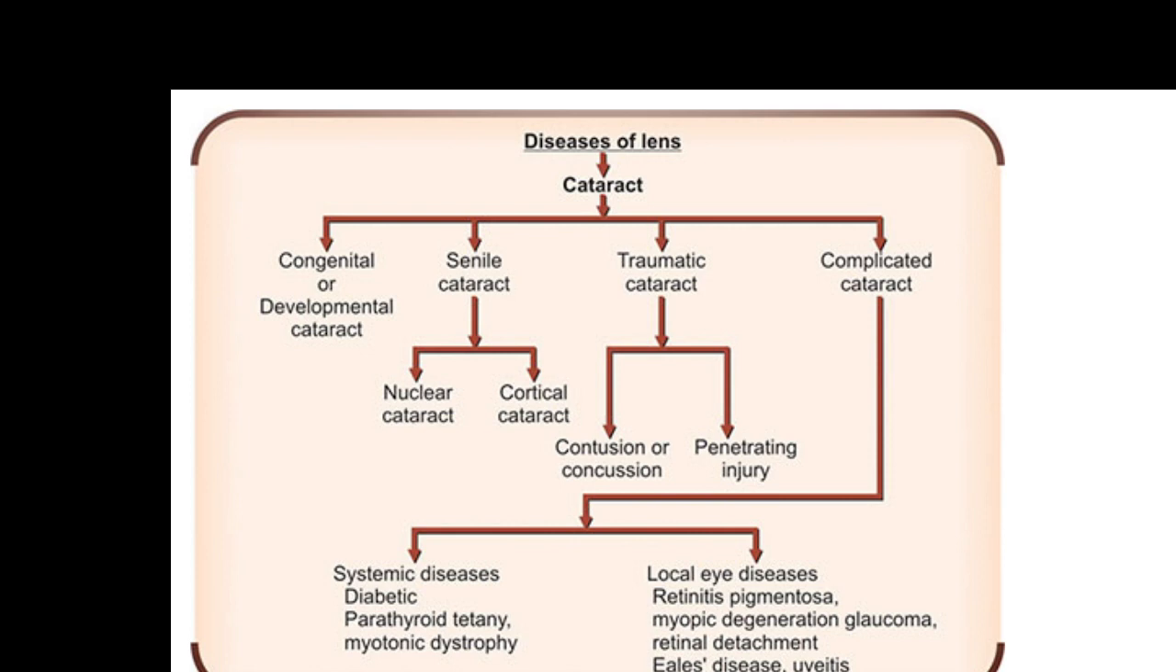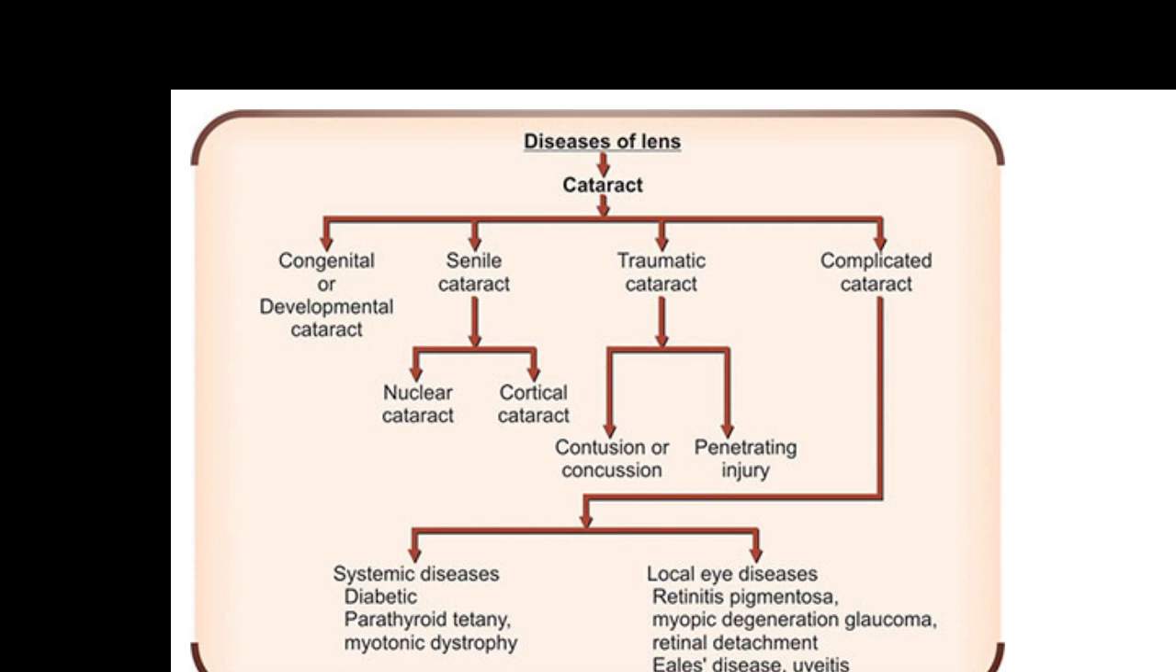Senile cataract is again categorized into two categories, nuclear and cortical. I will come to what we mean by nuclear and cortical, and I will show you some images later on. Then the other is traumatic cataract, which is produced due to contusion or a penetrating injury. Very often the penetrating injury occurs due to iatrogenic factors, like those dealing with the treatment, physicians as such.